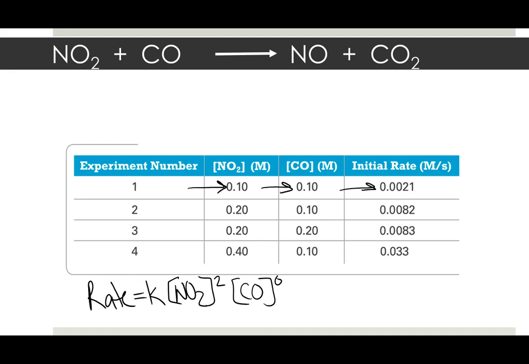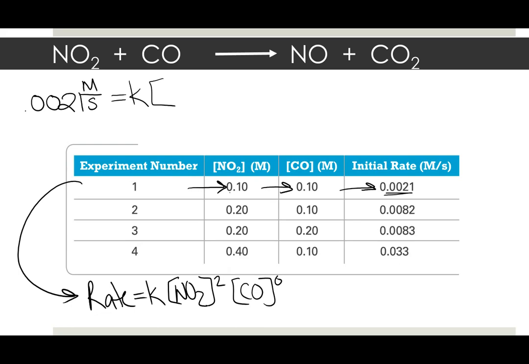So we're going to plug the information from trial 1 into our rate law formula. So what is rate? Well, in trial 1, the rate was 0.0021 molarity over seconds. Okay. And that equals K. That's what we're solving for. In trial 1, what was the initial concentration of NO2? Well, it was 0.1 molar.